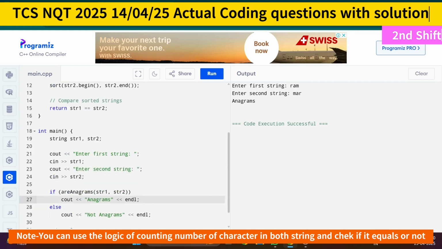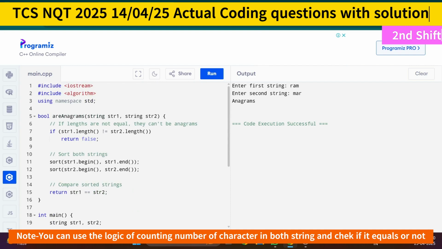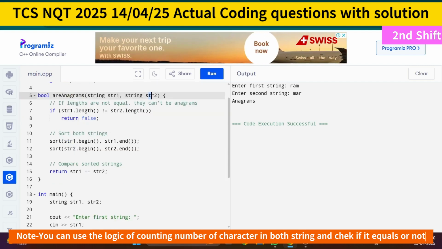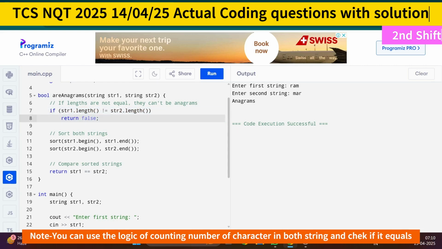If you get a clear-cut idea about the logic, then you can easily solve the question. Talking about the function to check the anagram, isAnagram, passing string 1 and string 2 as parameters. First I am checking if str1.length is equal to str2.length. If it is not equal, then it will return false, because if the lengths are not equal, the count of both characters can't be the same. So this is an edge case you have to handle.